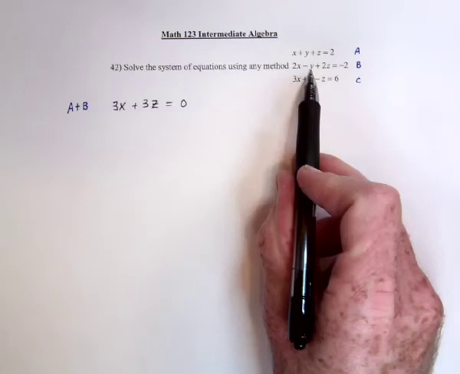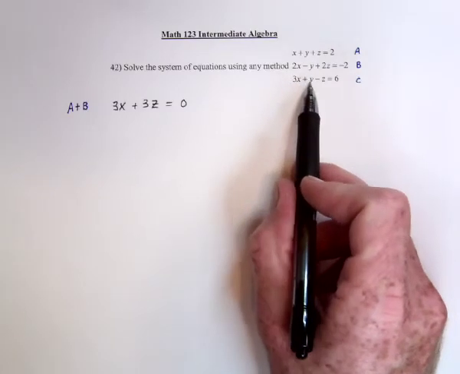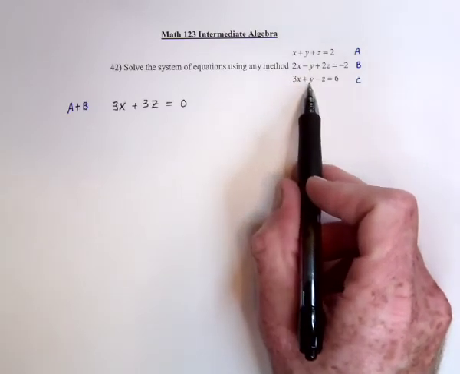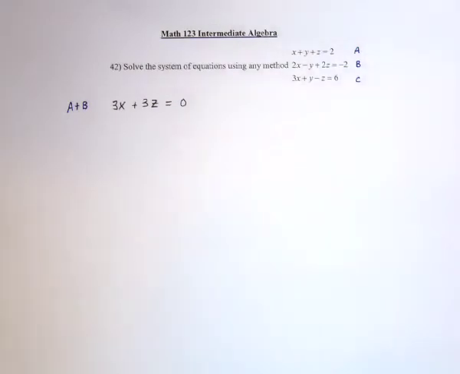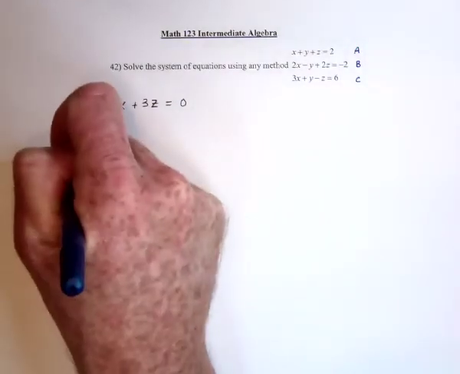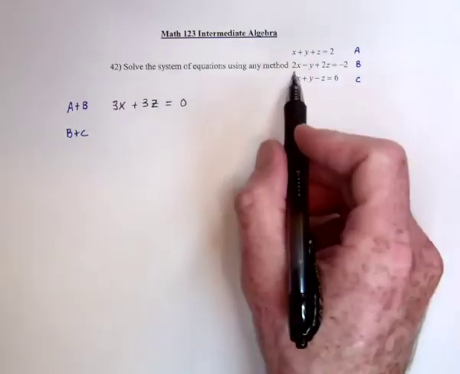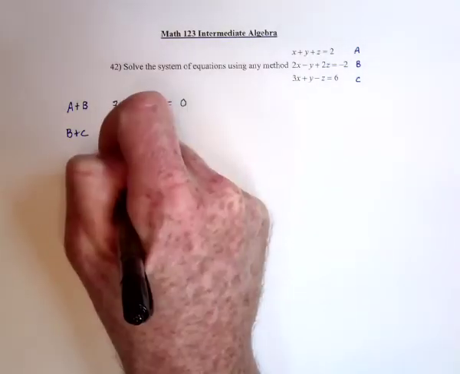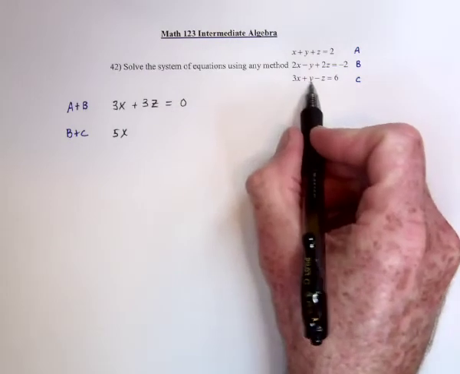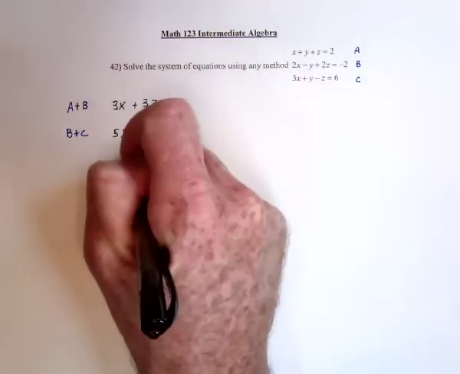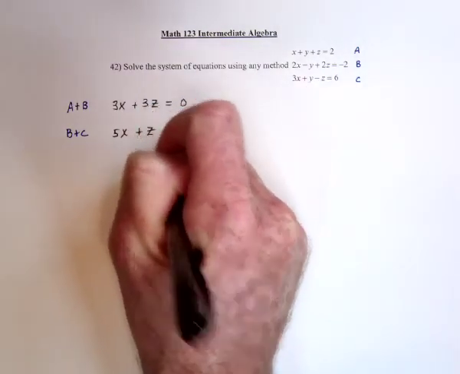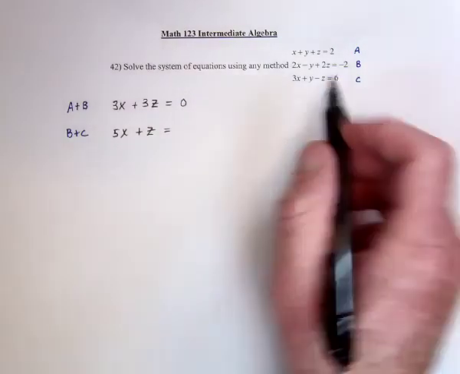If I go back and get another two equations, like B and C, if I add them together, then these y's are going to cancel as well. So if I add equation B with C, then the result is 5x. The y's cancel, and that would just be 1z. And left over here would be a positive 4.